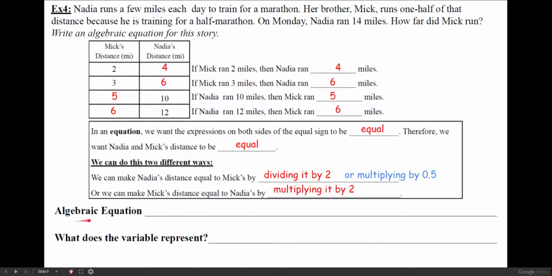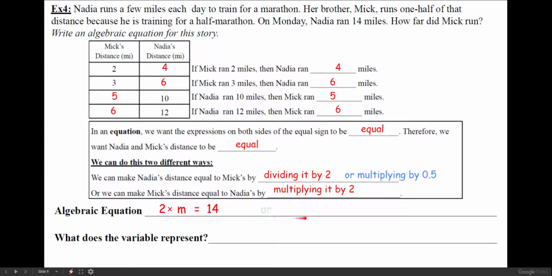Anyhow, what is the algebraic equation? Well, the question was, how far did Mick run? So that's going to be our variable. Well, we can make Mick and Nadia's equal by saying Mick's distance times 2. So 2 times Mick's distance is going to equal Nadia's distance, which in this case is going to be 14 miles. So that's our equation.